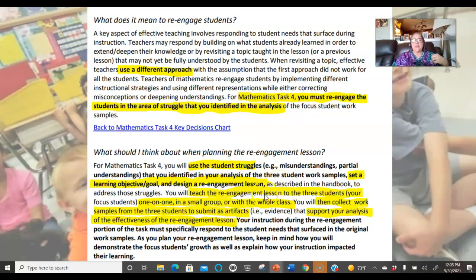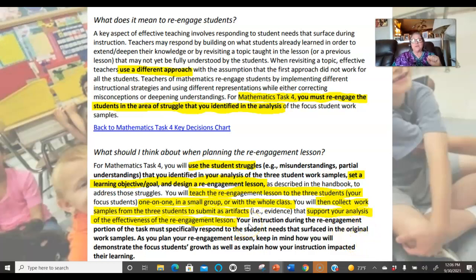So you want to teach that re-engagement lesson to your 3 students. That can be within the context of a whole group, a small group, or you can just teach each of them one-on-one if you want to. But you need to collect work samples. That's very important because you have to have those as your artifacts for evidence. And it's going to be what you use to support your analysis.